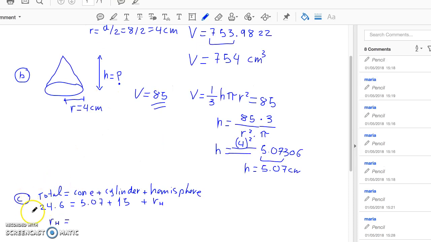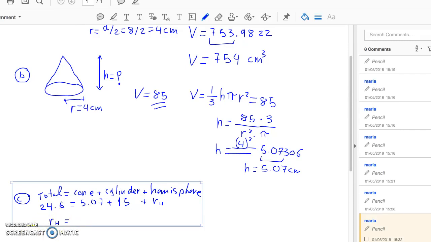So I can say that the total height is the height of the cone plus the cylinder plus the hemisphere. I know the total, I know the height of the cone, I know the height of the cylinder, and I want to calculate this height of the hemisphere, which is going to be the radius of the hemisphere. I'm just doing 24.6 minus all those values. The value you get is 4.